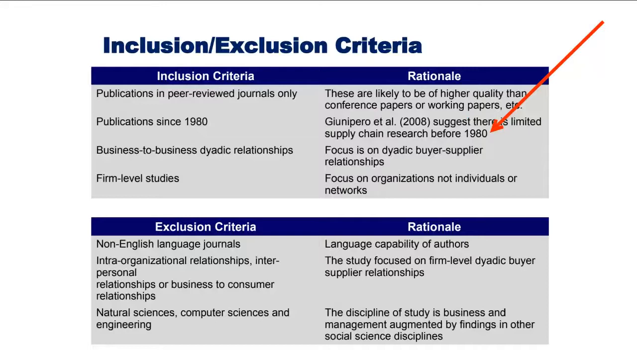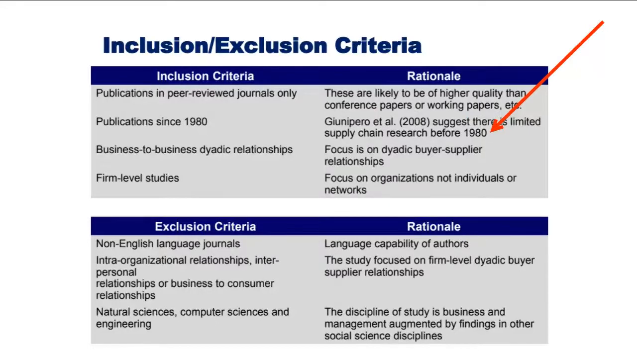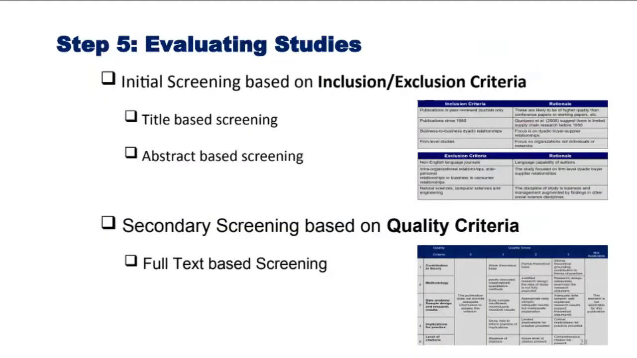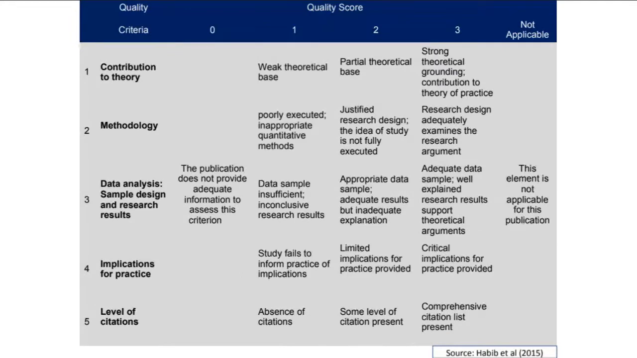This inclusion and exclusion criteria will be used by you to shortlist your articles based on the title of your research and also the abstract. That's what you are going to use for shortlisting articles based on title and abstract screening. So that's the first part of the screening, title-based screening and abstract-based screening. All right, now we go to the second part, which is basically called the secondary screening based on quality criteria. I've given you a criteria which you can use for your work. Generally, only those articles will be selected which actually meet this quality criteria.